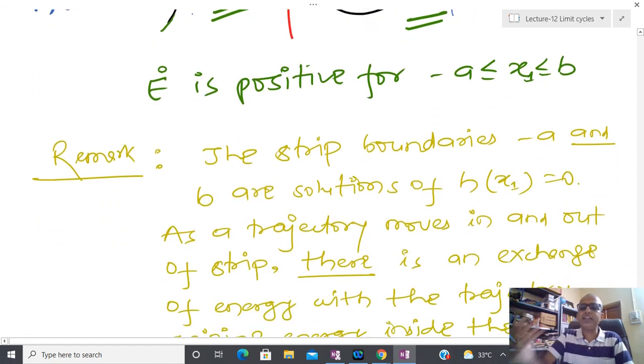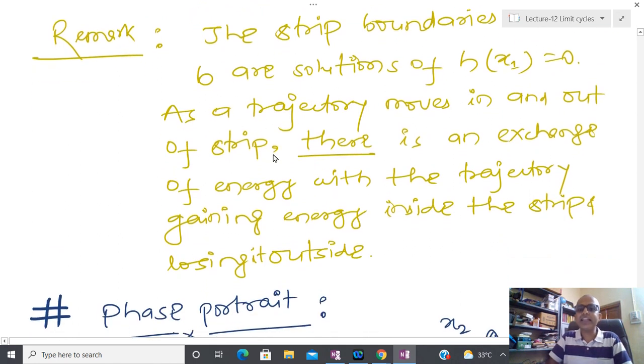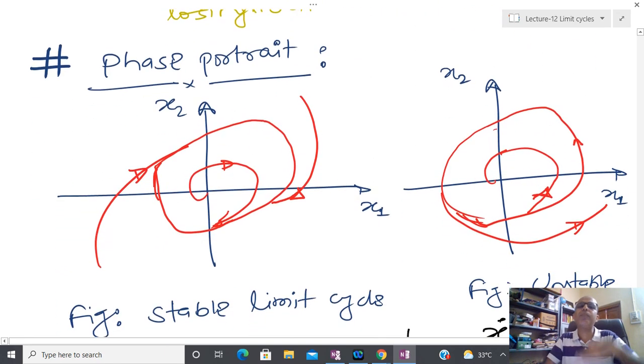I am quickly finishing the lecture because I know that you have the next class. As the trajectory moves in and out of the strip, there is an exchange of energy. The trajectory is somehow gaining energy inside the operating characteristic and losing energy outside it, and due to that reason an oscillation-like phenomenon comes into the picture. That is the interpretation, and in the next class we are also going to see some more mathematical expressions for that.